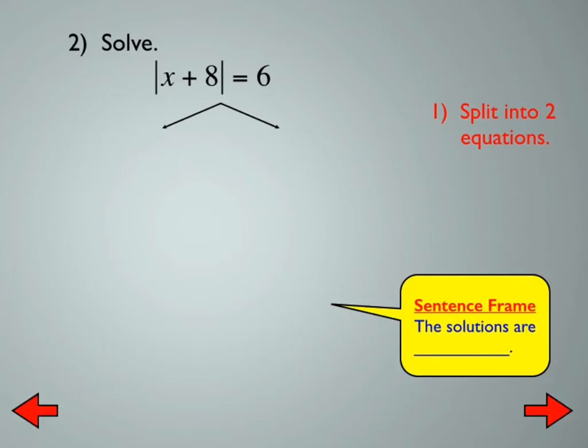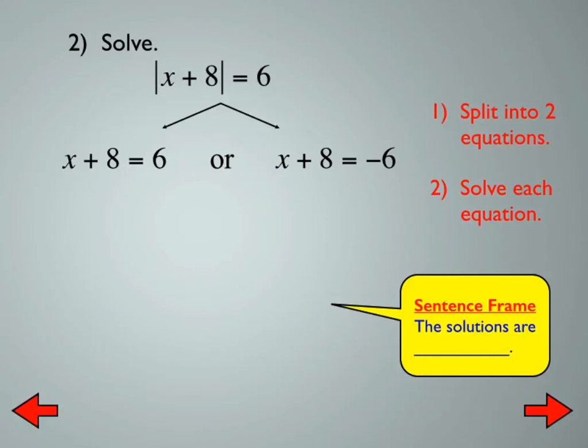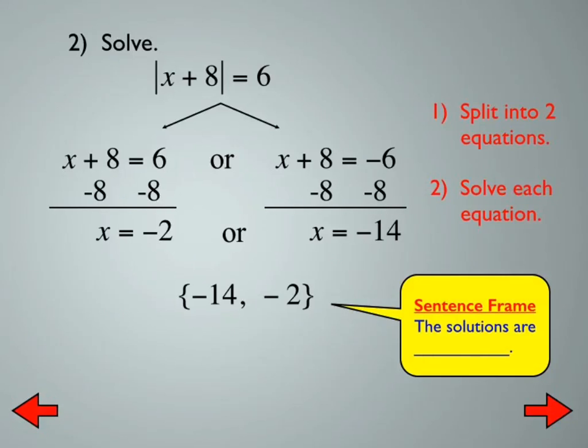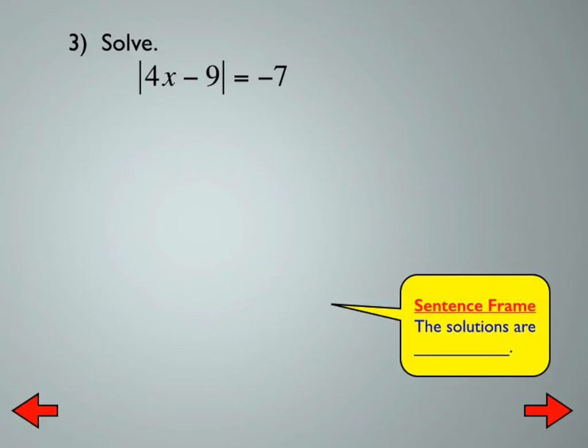We're going to split this up into x plus 8 equals 6, or x plus 8 equals negative 6. In the first one on the left, use the subtraction property of equality. We get negative 2. Second one, use the subtraction property of equality. We get negative 14. So the solutions are negative 14 and negative 2. All right, try this one.